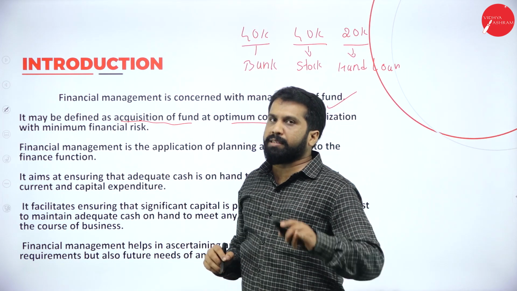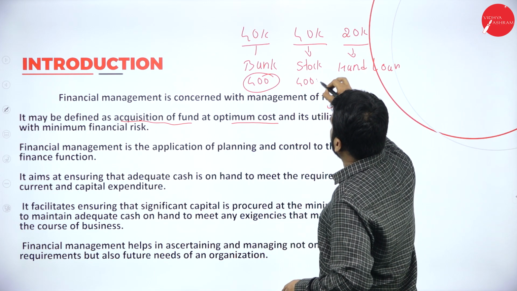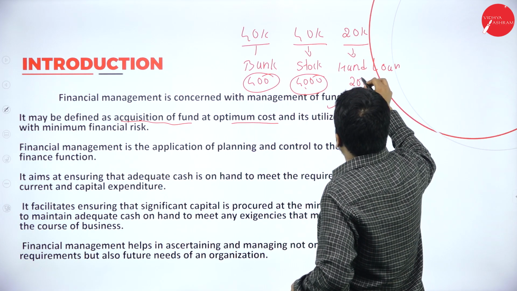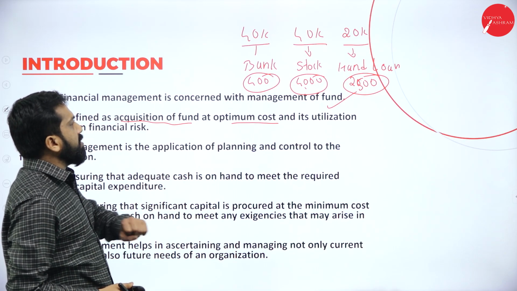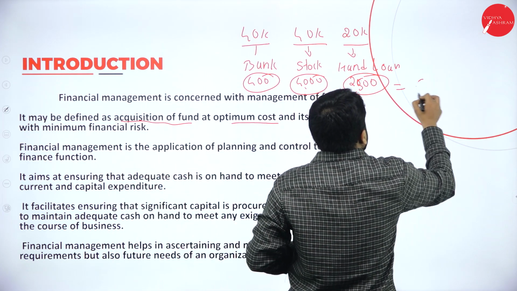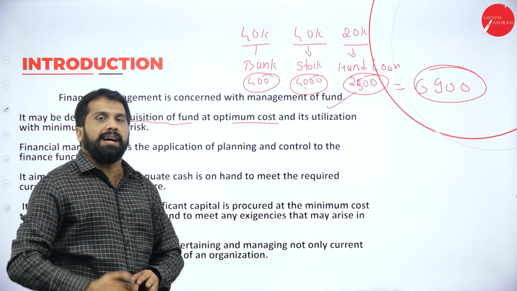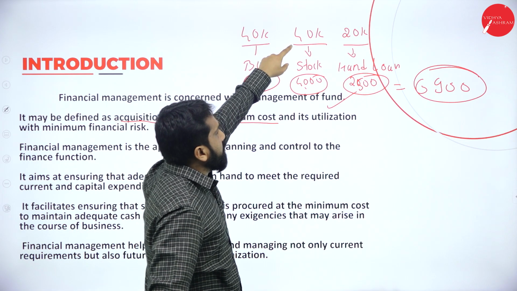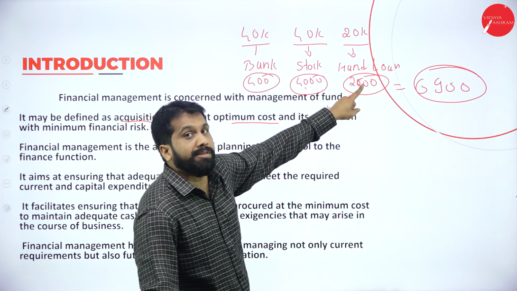Now, out of 40,000 in the bank, you will get around 400 per month. Out of 40,000 in the stock market, you will get around 4,000 per month. Out of 20,000, you may get around 2,500 per month. So out of 1 lakh, that person earns 4,000 plus 2,500 is 6,500, plus 400, so 6,900 from that 1 lakh. You may ask, sir, in the bank 40,000 he is getting only 400, but the same 40,000 in stock he is getting 4,000. And with only 20,000, half of that, he is getting 2,500.